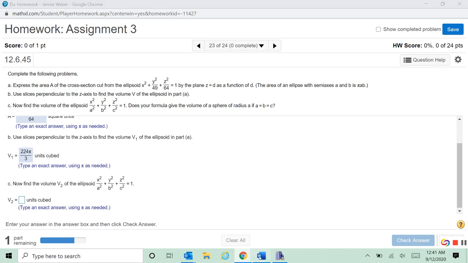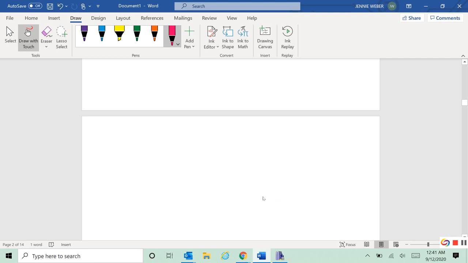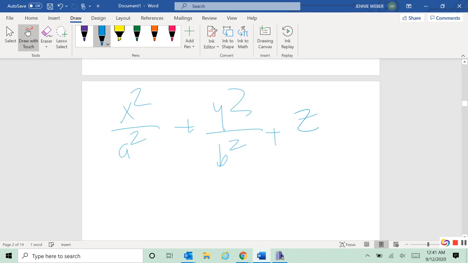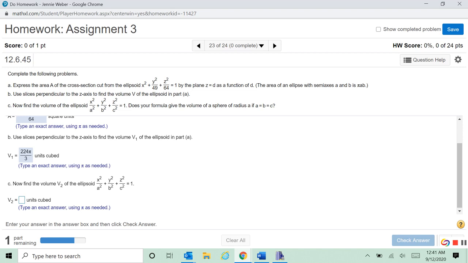Okay, now they want us to do the same thing, but they want us to do it for this ellipsoid. So now we've got a little bit different one, so I'm going to start a new page here. So I have x squared over a squared, so we're going completely general, plus y squared over b squared plus z squared over c squared equals 1. So what we're going to do now is we're going to do the exact same thing, only we're going to do it for the general.